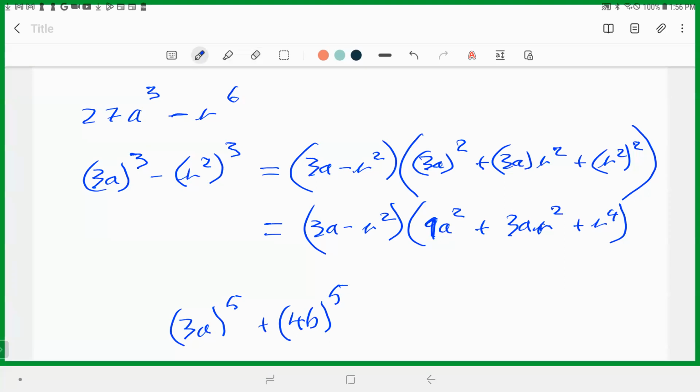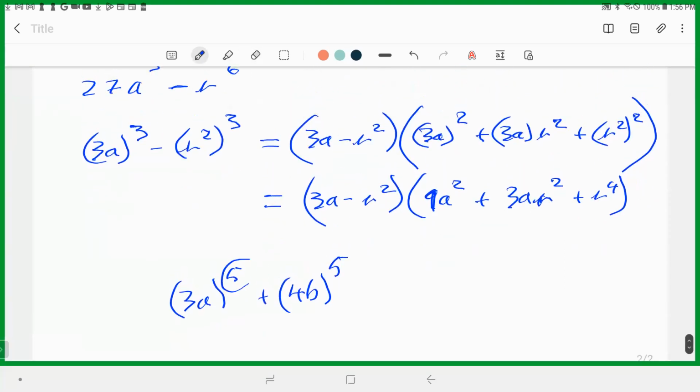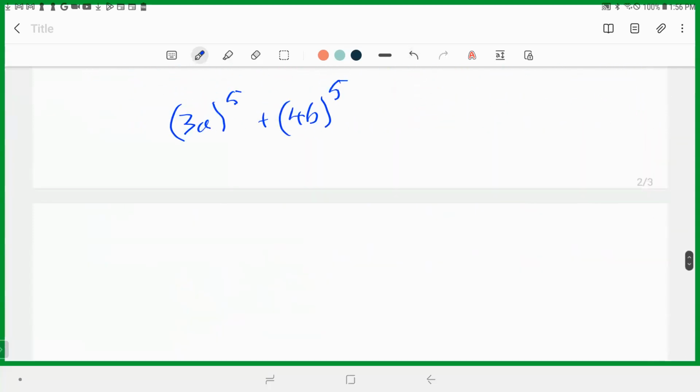Now you have to use the difference of two powers because the powers are odd. You can apply the difference of two powers to it. So you maybe go like this. Write it as 3a to the 5th power minus negative 4b to the 5th power. Make that a plus. Then you run with it now.